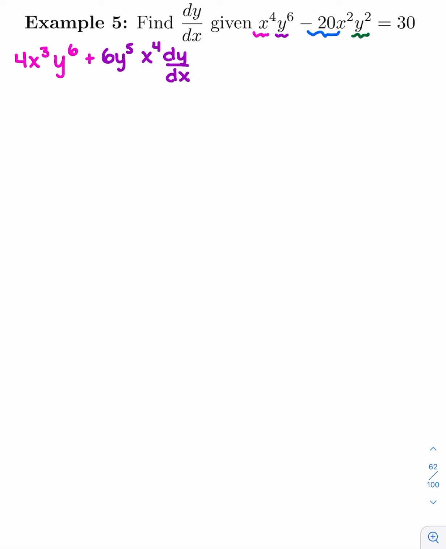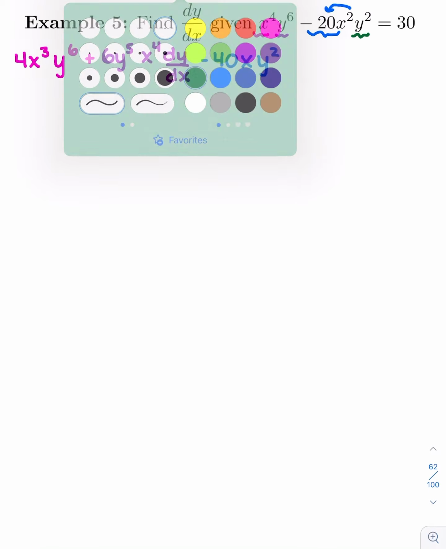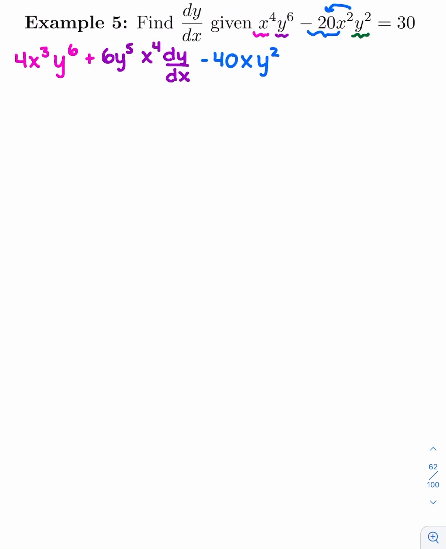I'm going to do the derivative of the first. So derivative of this negative 20x squared is going to be negative 40x. That doesn't have a derivative of y on it, so it doesn't need a dy dx. So derivative of the first is just negative 40x times the original second, which is y squared. Now we just did the derivative of the first times the original second. Product is always plus.